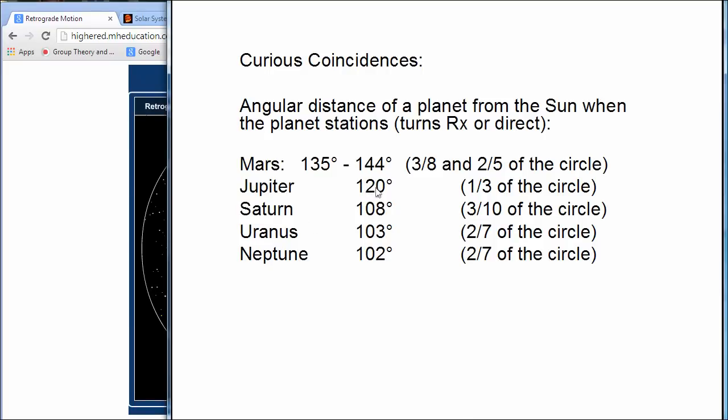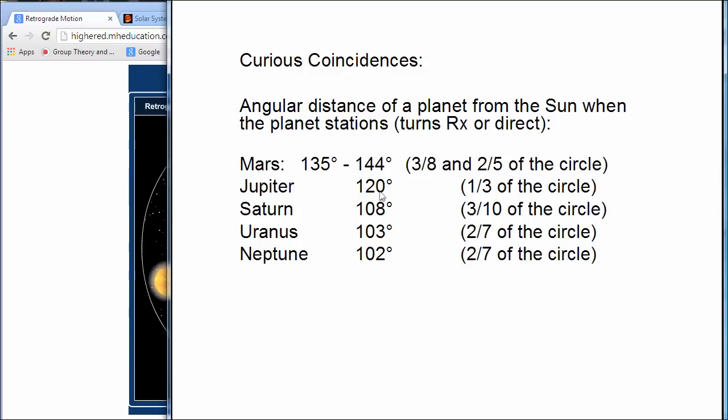Jupiter will station when it's 120 degrees from the Sun, Saturn when it's 108, and Uranus and Neptune when they're between about 102 and 103 degrees. Very curiously, these happen to be interesting fractions of a circle. Mars is about 3/8 to 2/5 of the circle away from the Sun when it stations. When it stops and turns retrograde, or when it's done being retrograde and starts to move forward, in both of those cases, you'll get these angular distances.